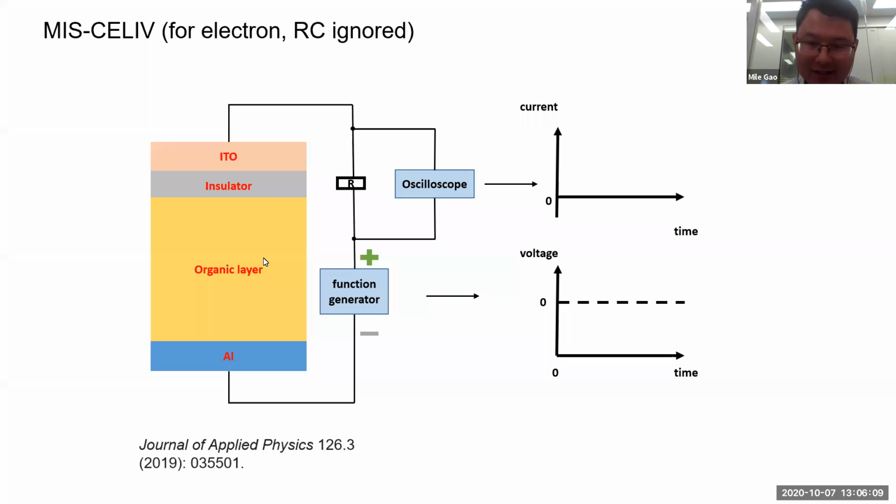So here's a schematic of the device setup for MIS-CELIV in the case of electron mobility measurement. First, we apply a high reverse bias on the aluminum side. It should be high enough to inject some of the electrons through the organic layer to the organic and insulator interface. And then we apply an increasing triangle pulse. Those accumulated charges will then be extracted.